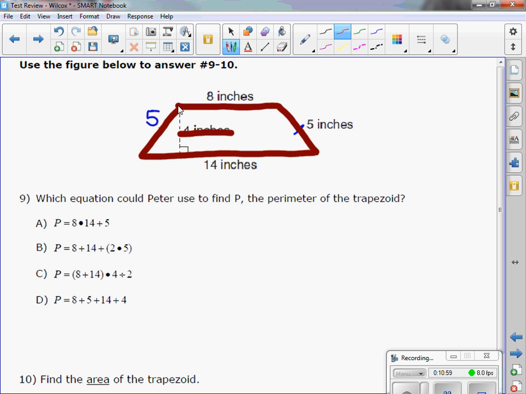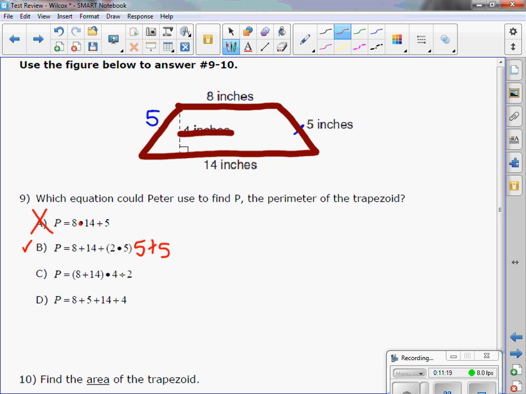Just adding them. Answer choice A, that's the multiplication sign. I don't want to multiply 8 times 14. Answer choice B, 8, 14 plus 2 times 5. That just means 2 5s. So basically that's like saying 5 plus another 5. That one looks like it's going to work.